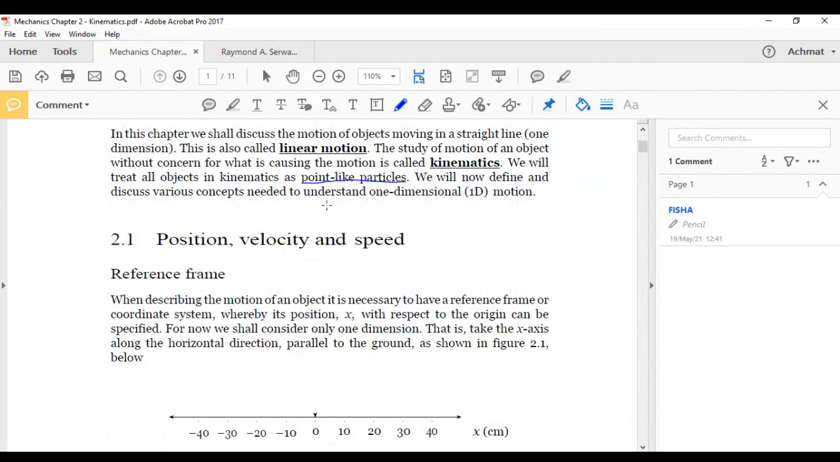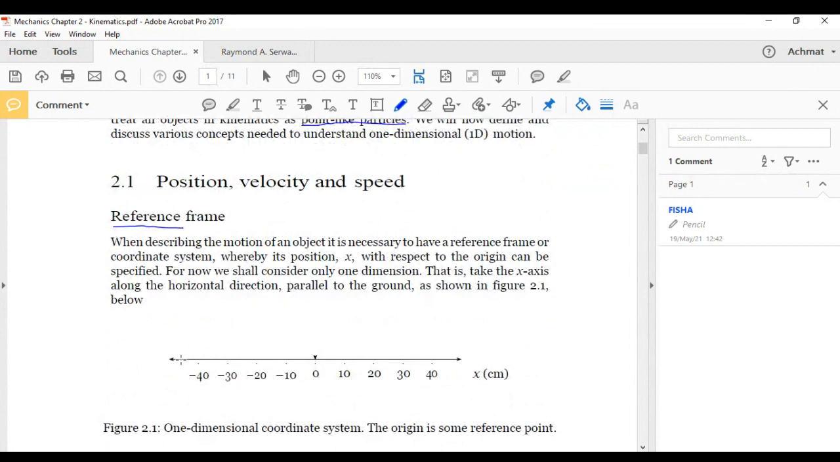Okay, so let's continue. I think we did mention this just now. Reference frame. Let's talk about position, velocity, and speed. The first thing they talk about here is your reference frame, and you can actually see again we have your number line.